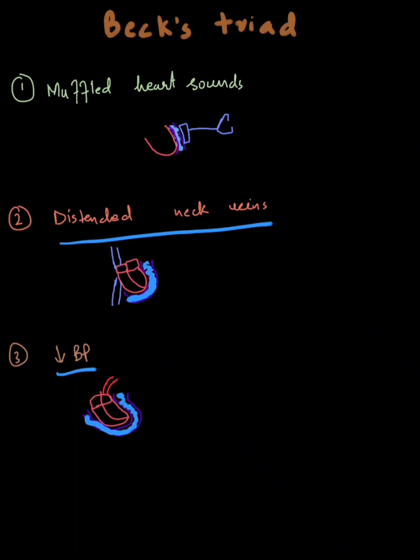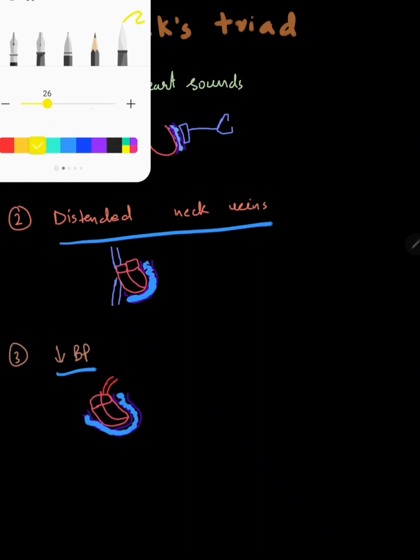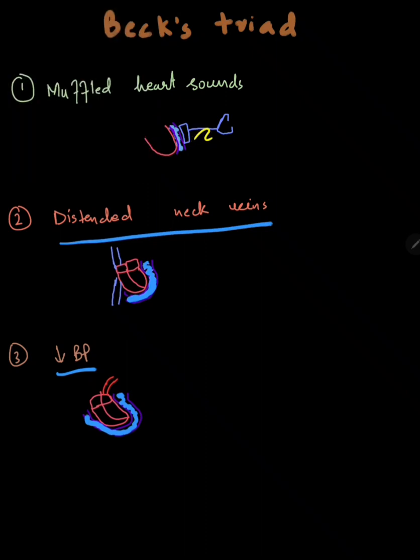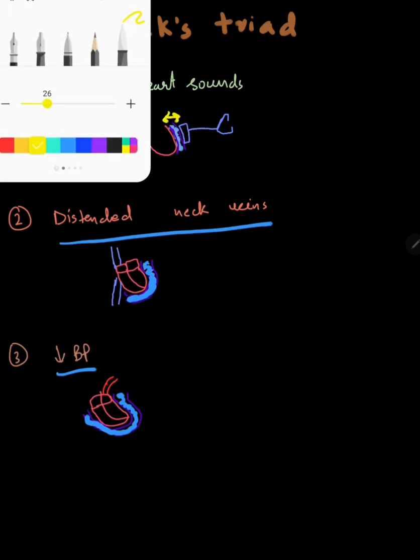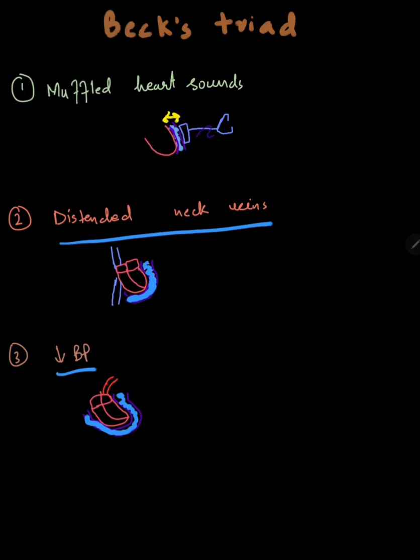The reason that the heart sound is muffled is because if you put a stethoscope here, then as you see there's fluid around the heart, so it will result in increased distance between the heart and the stethoscope. That results in a muffled heart sound because the distance between the stethoscope and the heart is increased. So that's the first characteristic of Beck's Triad.